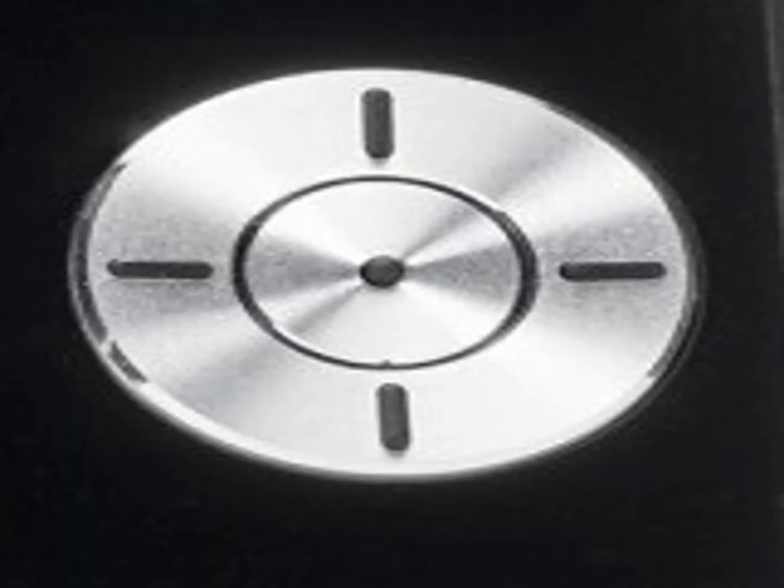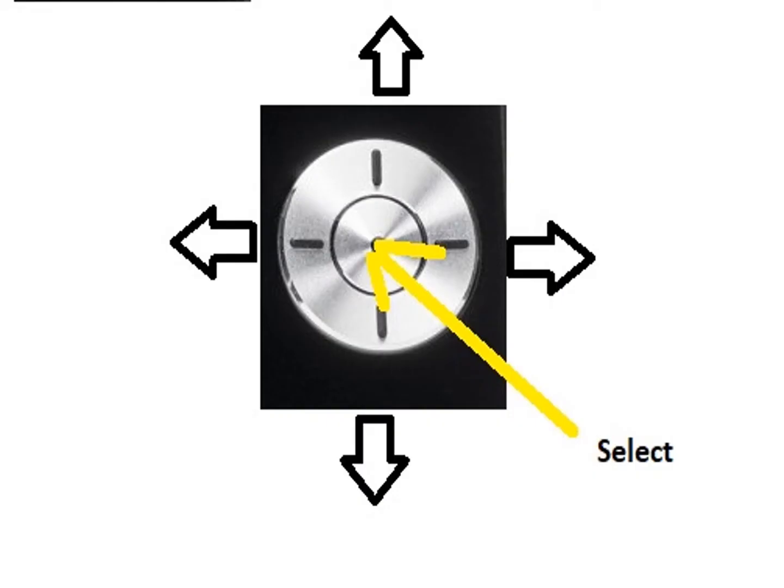So let's go ahead and take a look first at the navigation key. It's your little silver circle, and the way it's set up is the outside ring allows you to go up, down, left, or right. The very center of the ring is a select key, and you would select things like if you were going into a special menu and you scroll over to it, you hit the select, it'll bring you into a submenu.